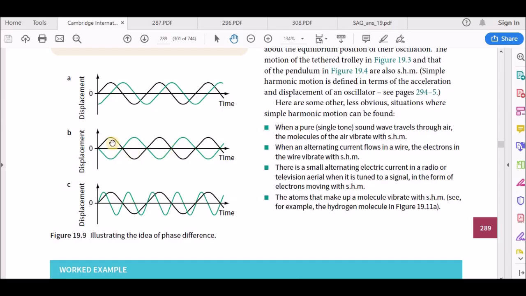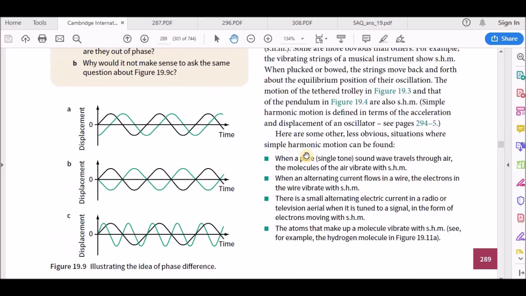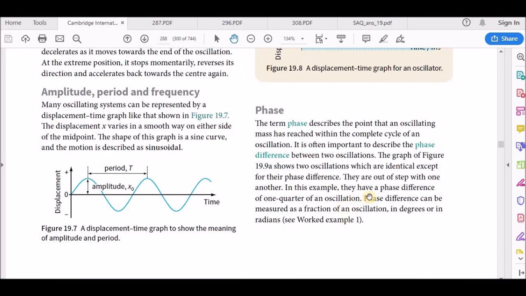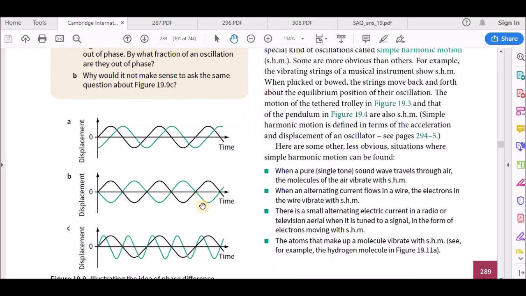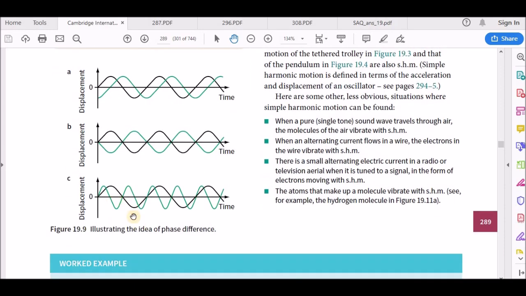So here it is antiphase or out of phase, or like what they say here, they have a phase difference of half of an oscillation for this. Here it's different, so we can't really say it for this because the frequencies are different here. Here the frequencies are the same.